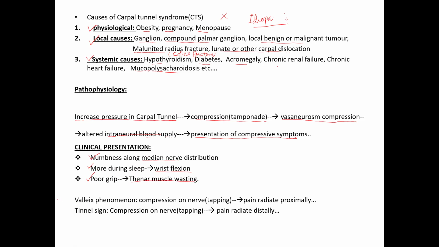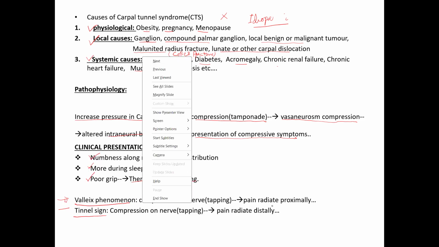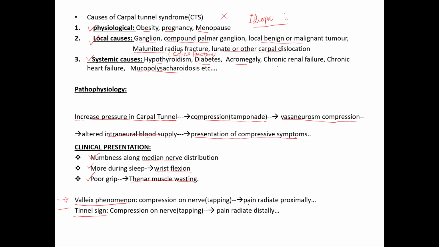So there are two specific phenomena related to nerves. One is called Valleix's phenomenon, the other is called Tinel sign. What is Valleix's phenomenon? It is when we compress over the nerve by tapping over the nerve, the pain will radiate proximally. That is, if you tap at the wrist, the pain will radiate proximally. It's called Valleix's phenomenon.